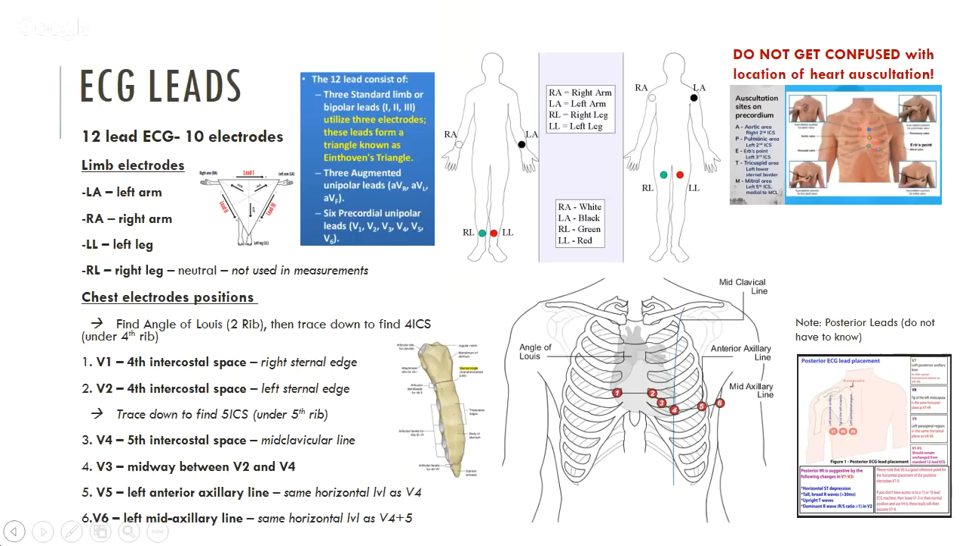So ECG leads. The classic ECG is the 12 lead ECG, but it's only 10 electrodes, and the reason is just due to physics and vectors, so we don't really have to understand exactly.